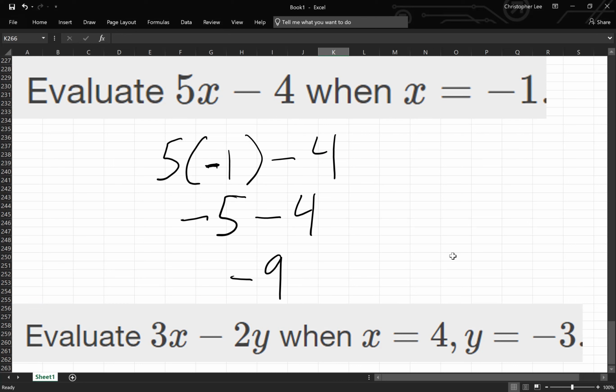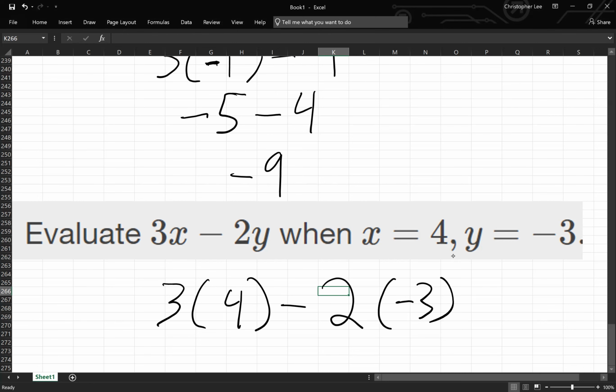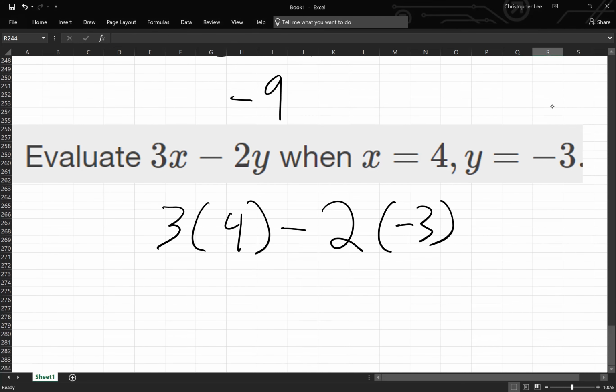So how about this one? I want you to evaluate 3x minus 2y when x is equal to 4 and y is equal to -3. Good. All right, do the math for me real quick. Not minus. So negative times a negative is a positive, and 2 times 3 is 6, all right? And 12 plus 6? 18, good. Questions on that? We good? All right.